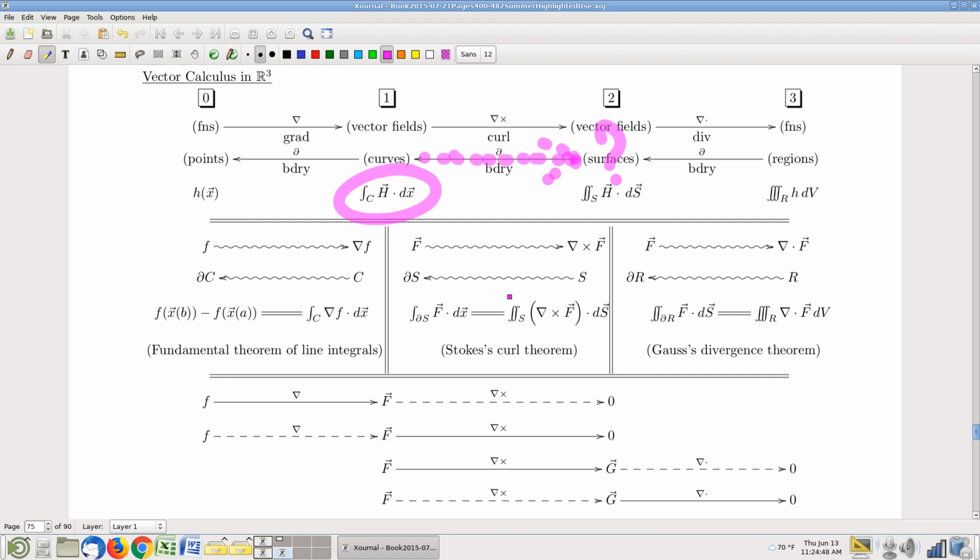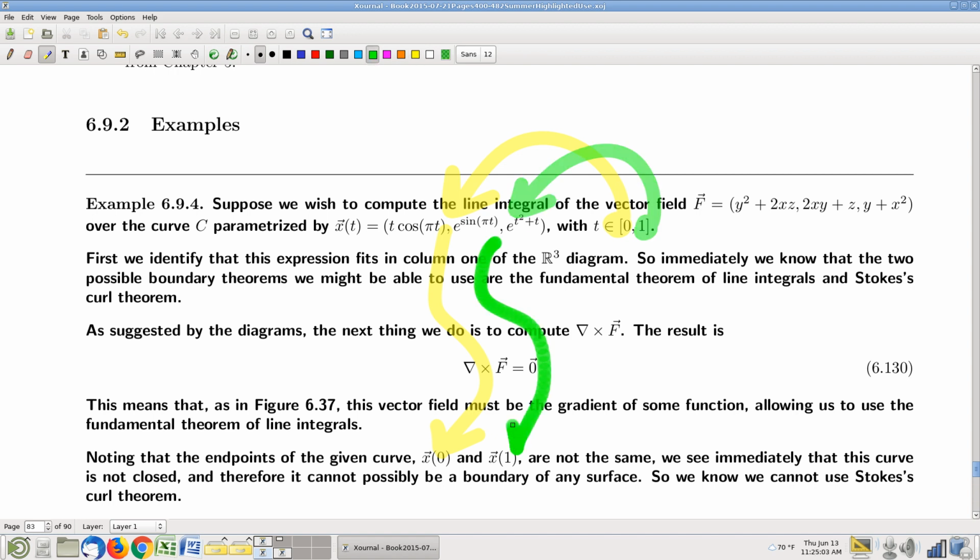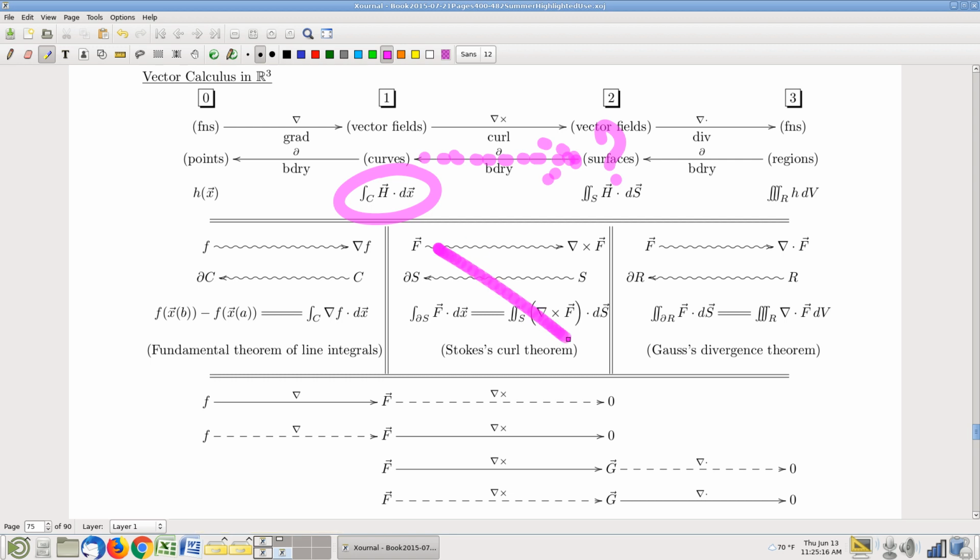That makes sense. So let's look at our parameterization, and if you plug in t equals 0 and look at x of 0, and then if you look at t equals 1, plug that into the same parameterization, you get x of 1, and these 2 points are not the same. So it's not closed, and it's not a boundary. And so Stokes' theorem is off the table. There is no anti-boundary surface. Everybody good? Now, it's very important to make this realization.